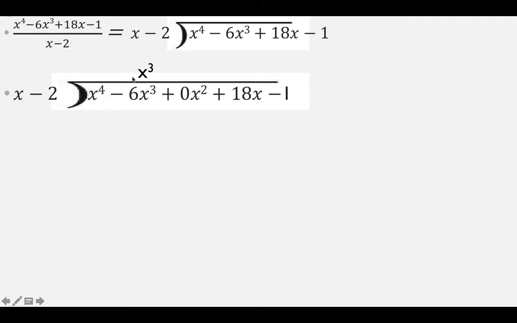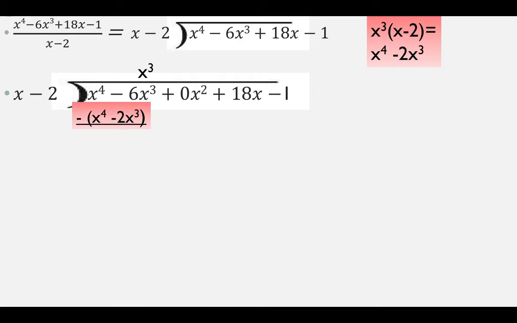What you're going to do is go to the side of your paper and do some work. You're going to do x to the third times x minus 2. So here's my side work: x to the third times x minus 2. Distribute, and you get x to the fourth minus 2x to the third. Then we're going to take that outcome and subtract.